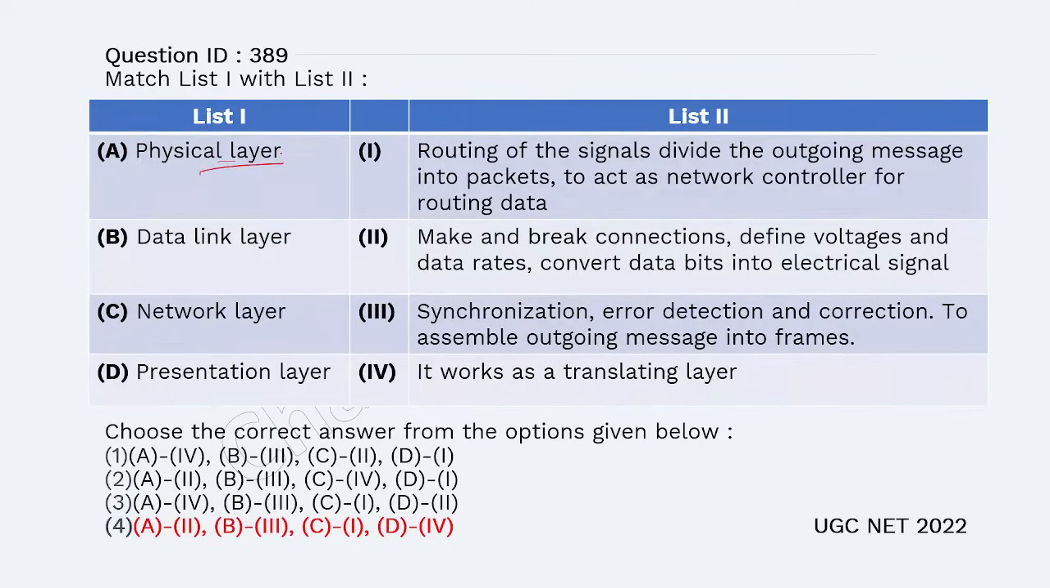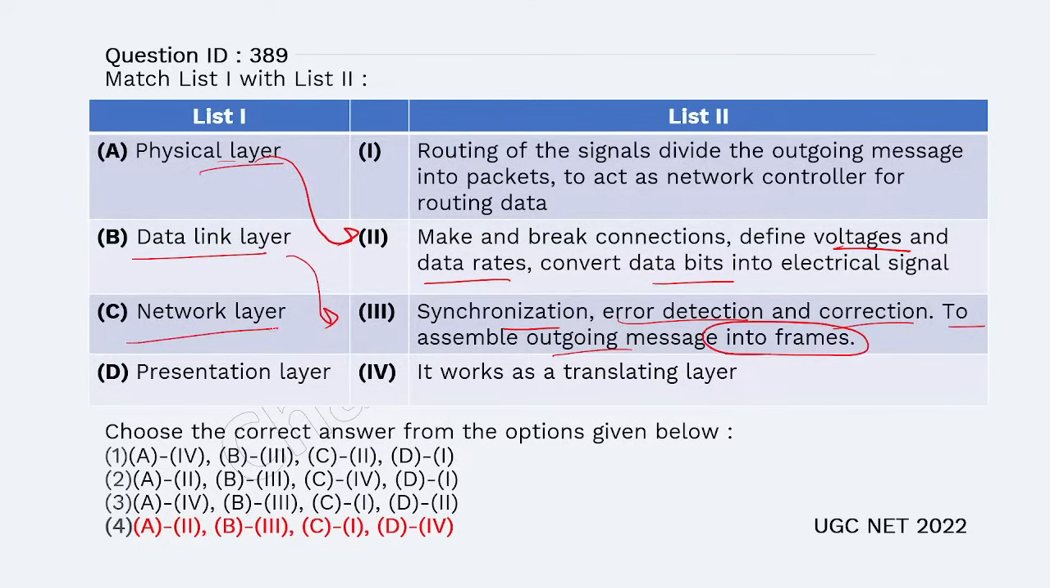What does the physical layer work with? Data, the bit. The physical layer works with bits: break connection, define voltage, data rate, convert the bit. That is the physical layer. The data link layer works with the frame. Flow control and error detection are also part of the data link layer. In the data link layer, what is going on? Synchronization, error detection, correction, all this within the frame.